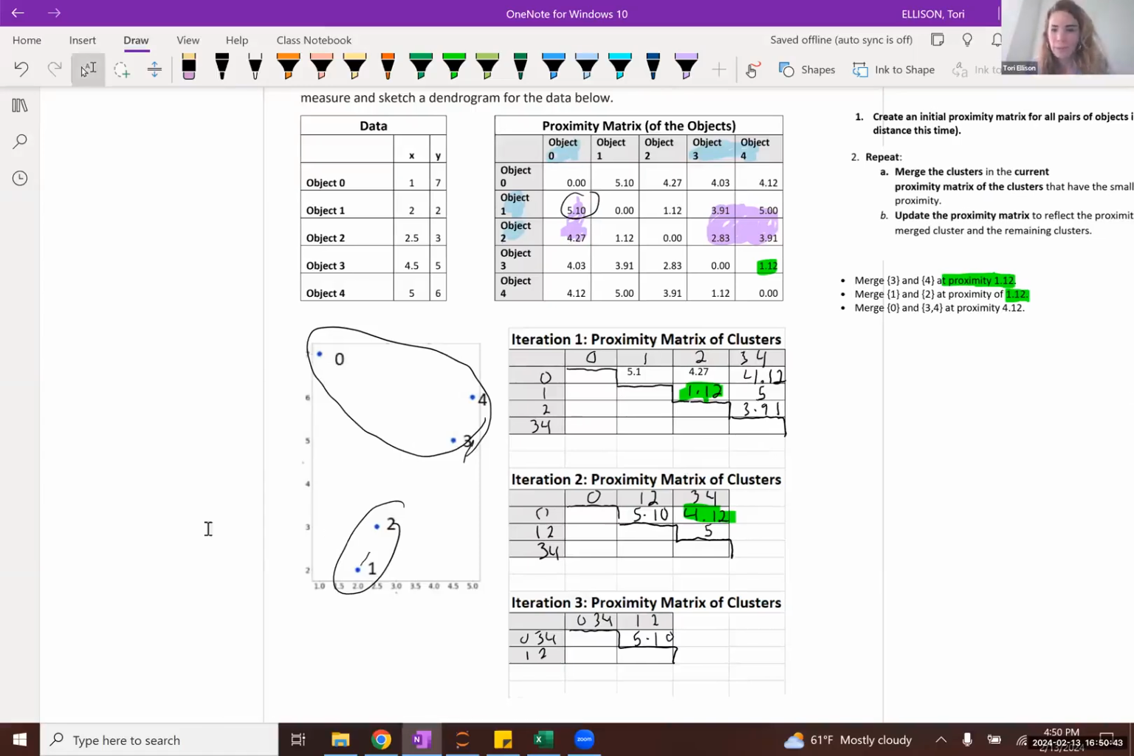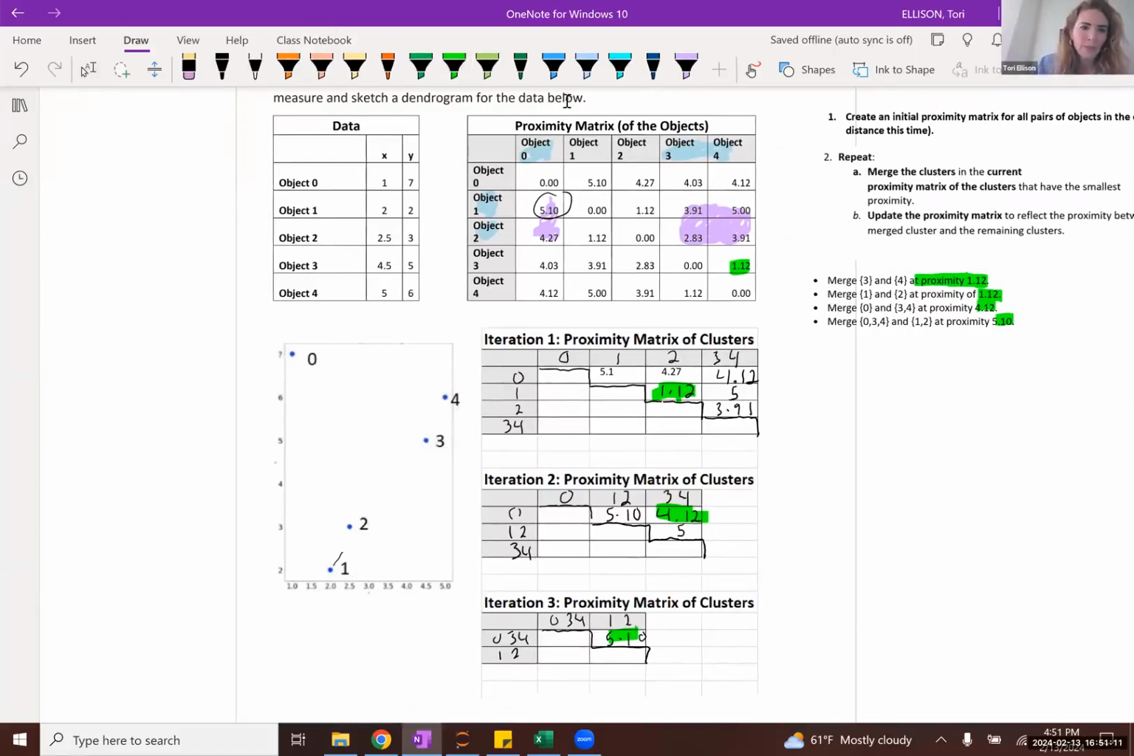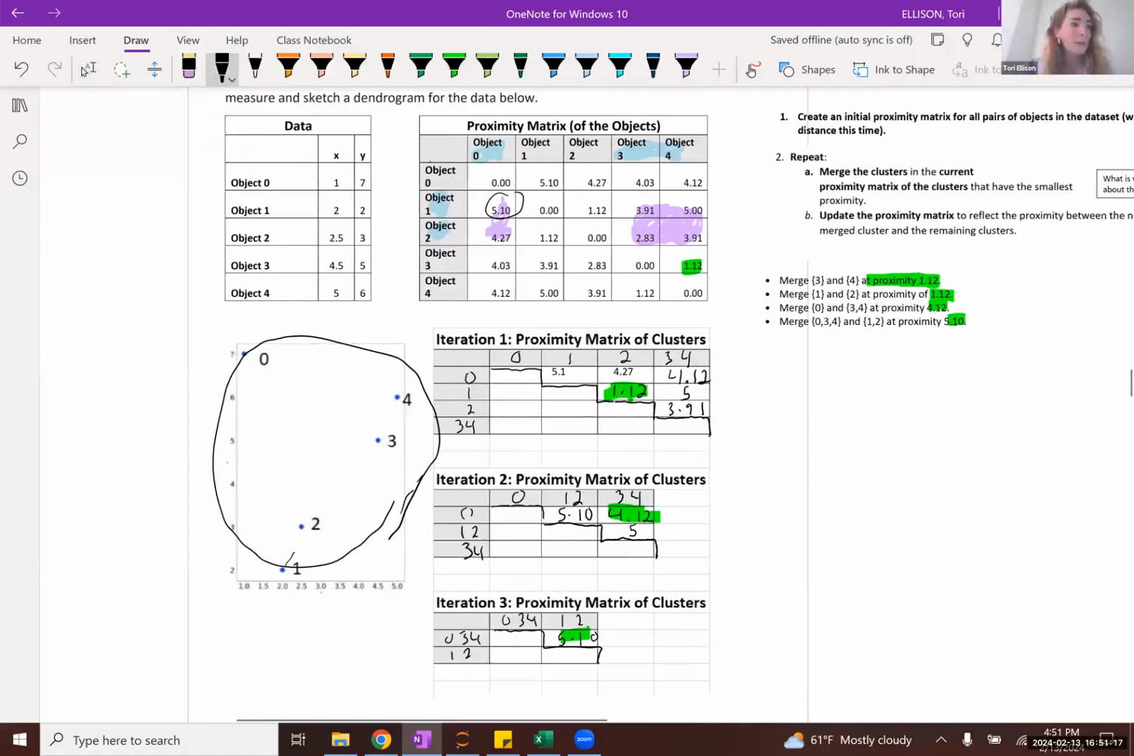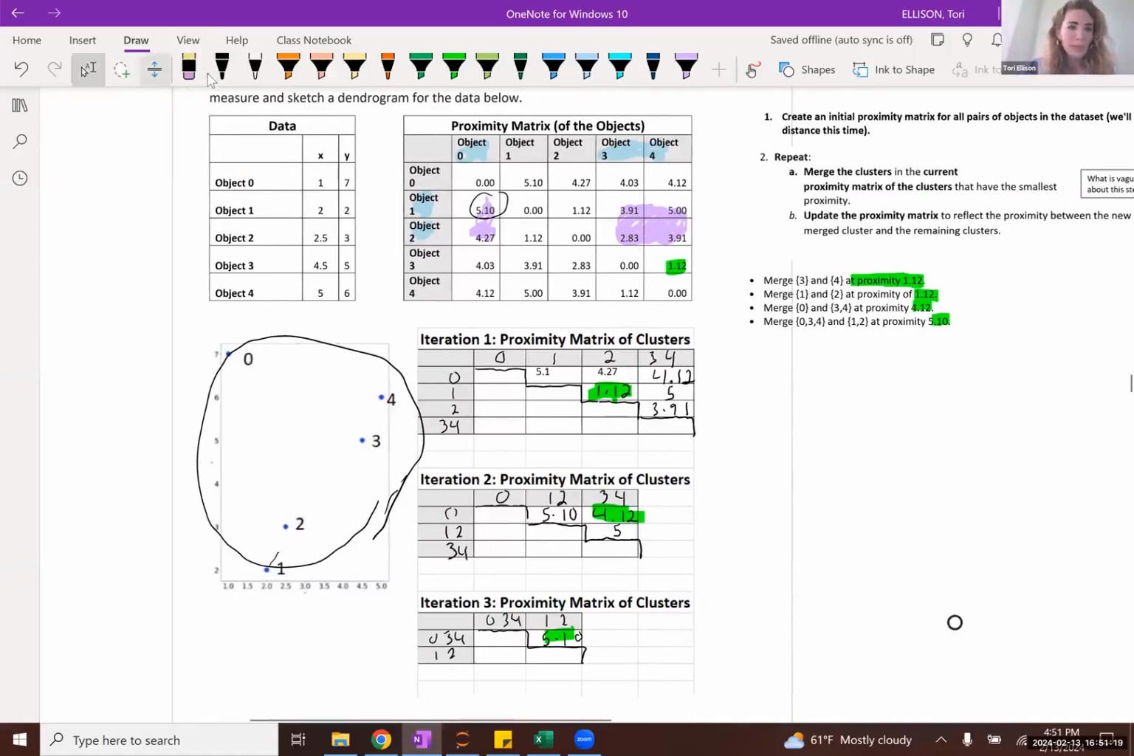And so last but not least, we only have two clusters left. So we merge them at their proximity. So we merge cluster 0, 3, 4 and 1 and 2 at proximity 5.10. Okay. And so what that leaves us with is the clustering where they're all together. And I know I've run out of time, so last but not least, let me just quickly construct the dendrogram.